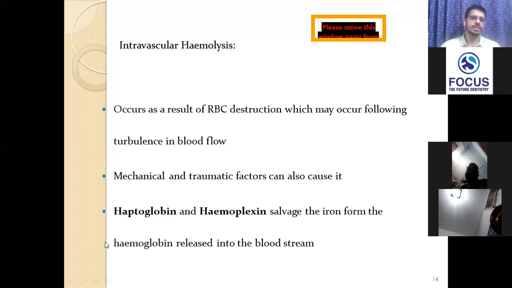Now, there are two important proteins here called haptoglobin and hemopexin, which help to salvage the iron which is released from the hemoglobin. So as you can see, nothing is going to waste. If hemoglobin gets broken down, globin goes back into the protein reserve, and from heme, the iron is separated out and stored for subsequent RBCs and for subsequent synthesis of hemoglobin. Hope this is clear to you.